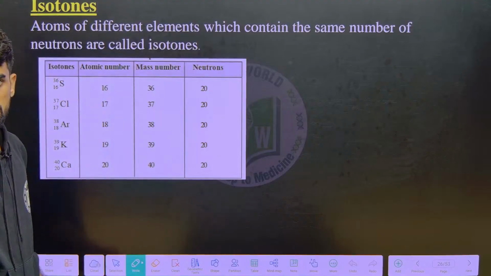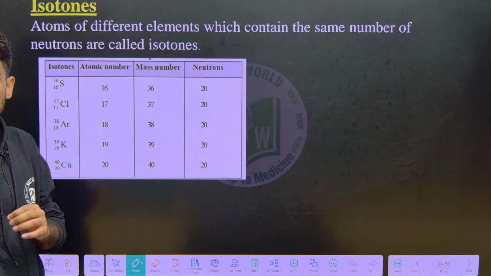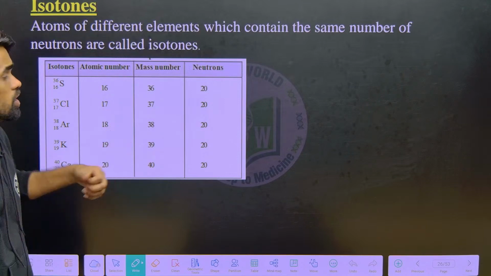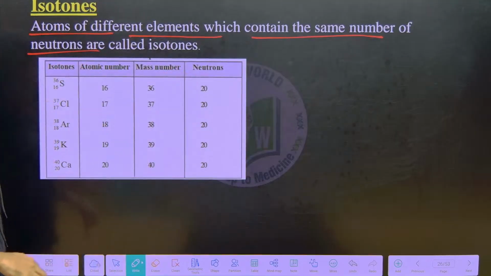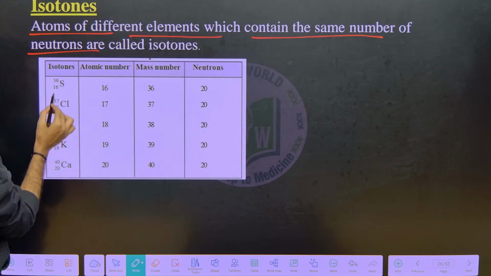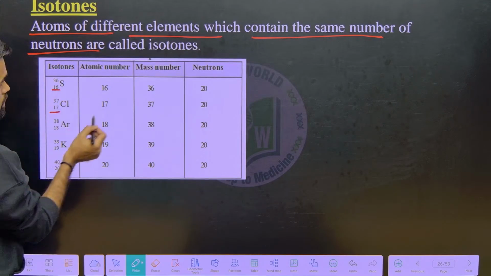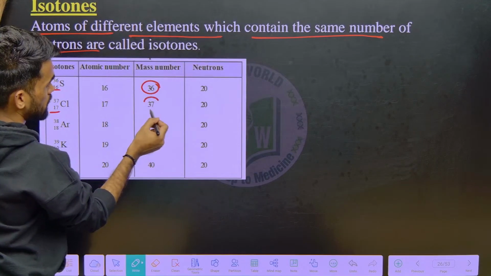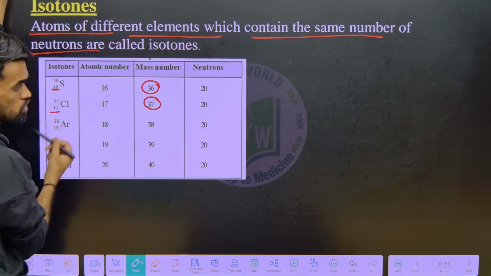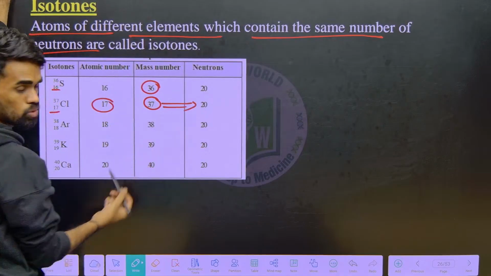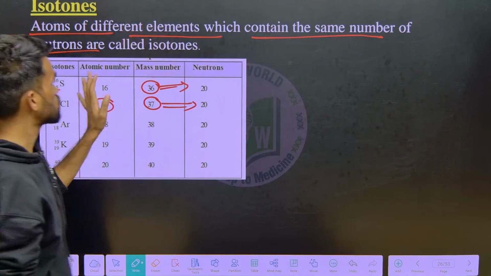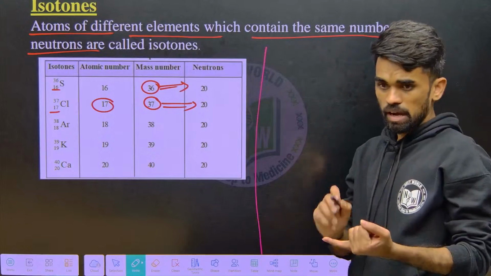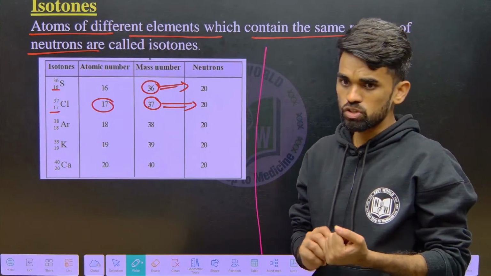Next, isotones. The name itself says tones, neutrons: the same number of neutrons. Atoms of different elements which contain the same number of neutrons are called isotones. For chlorine and sulfur, taking mass numbers, 37 minus 17 gives 20, and here 36 minus 16 gives 20, so the same number of neutrons. So isotones, isobars, isotopes are over.